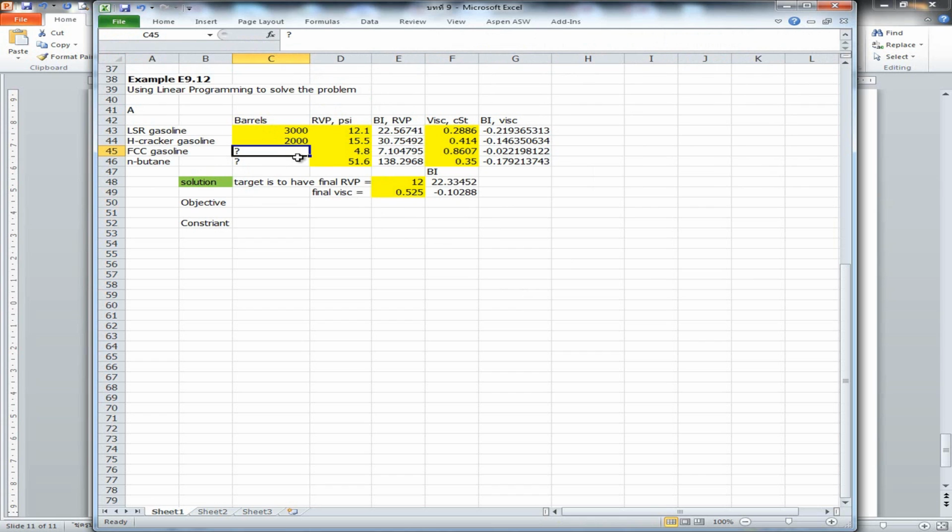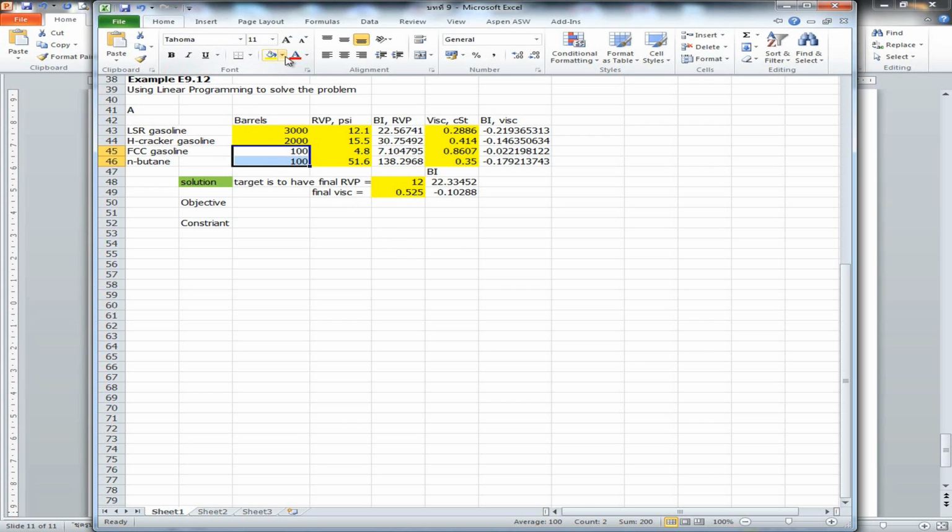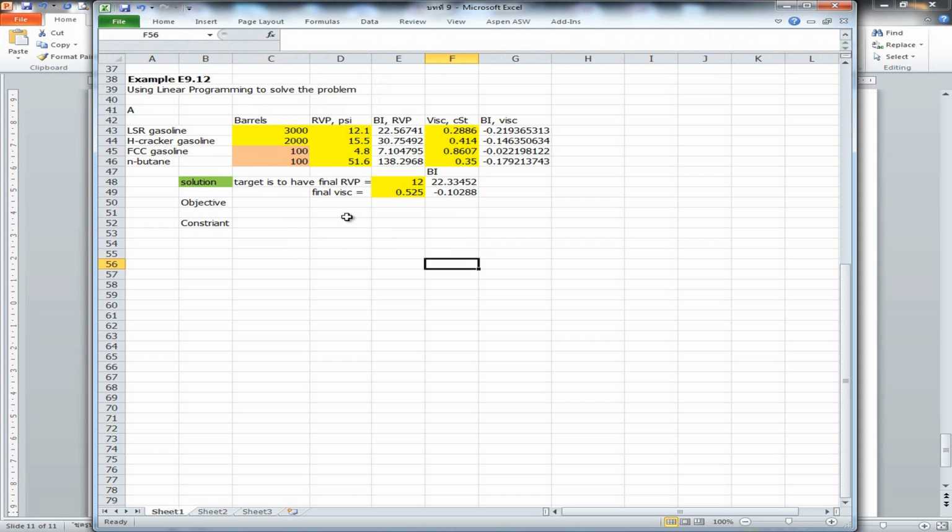Next step is to assume that this is about 100 and this is about 100. We assume that first. So let's make it in this color. And then we have to make the objective equation.